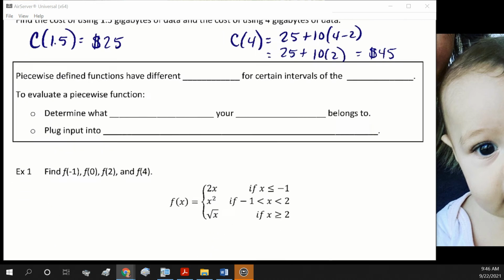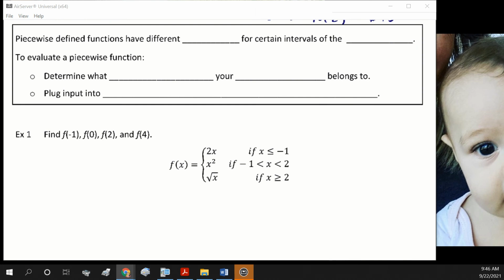Okay, so let's fill in some notes. Piecewise defined functions have different rules for certain intervals of the domain. So one thing we're going to do today is evaluate piecewise functions. So to evaluate a piecewise function, determine what interval your input belongs to. Right? And that's what we did with figuring out which interval to put the gigabytes in. And then plug into that equation only.